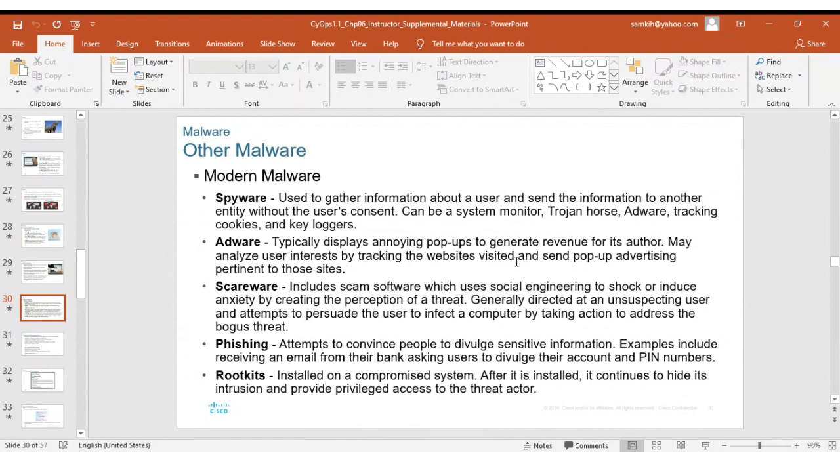Phishing. Phishing is attempting to convince people to divulge sensitive information. So probably there's an investigation going on somewhere, and you ask somebody, can you provide me the following? For example, it includes receiving an email from a bank asking users to divulge their account and PIN numbers. Or probably somebody calls you and tells you that I'm calling from Safaricom, and I am updating your personal data.